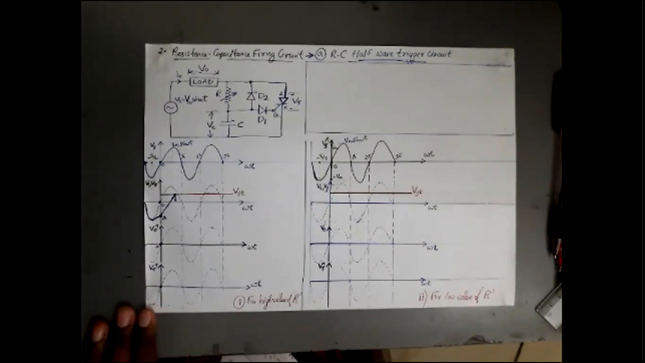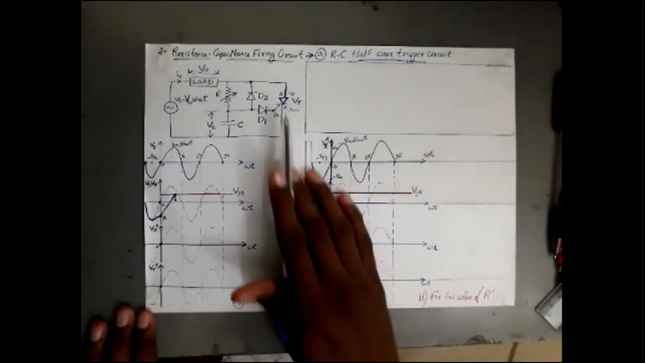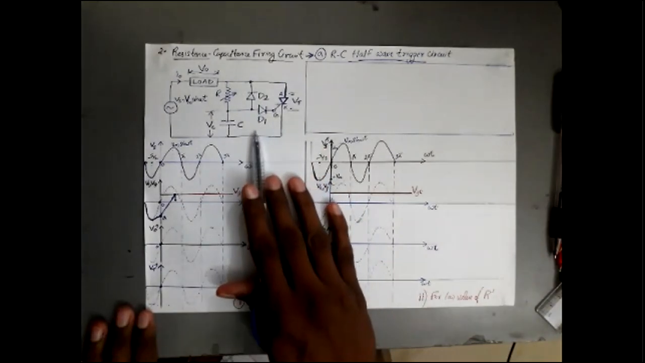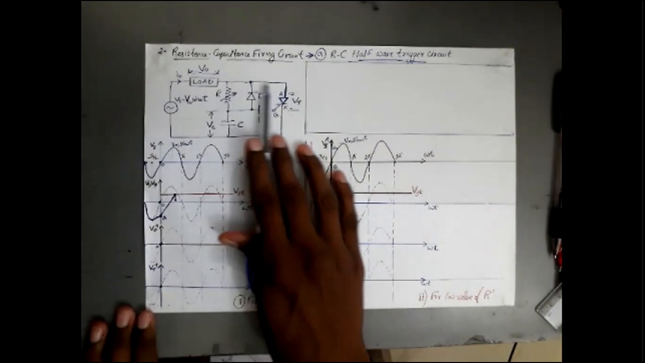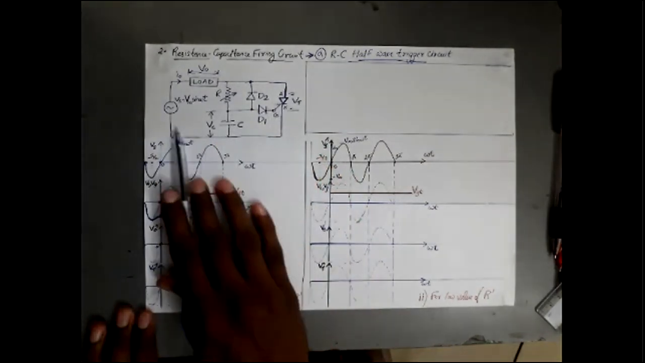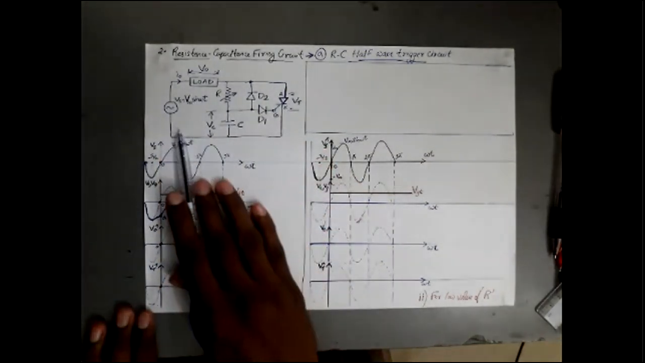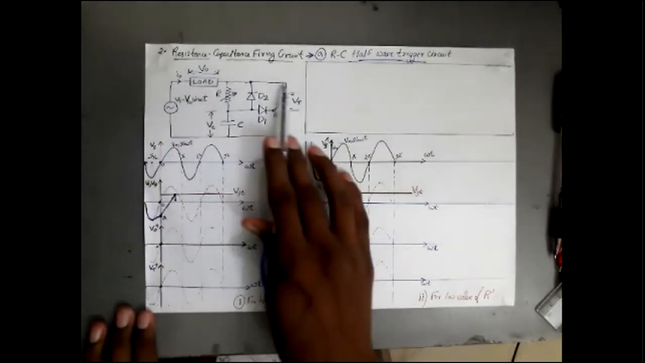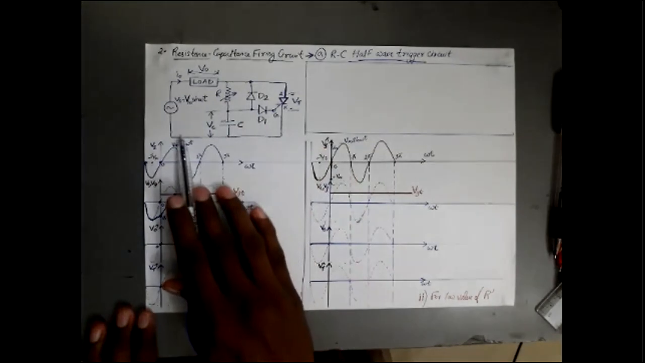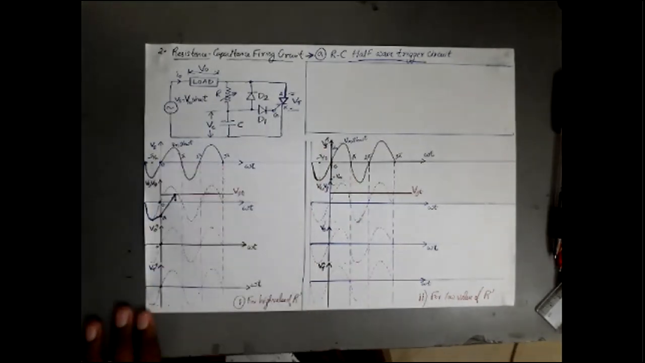Then my SCR starts conducting during the positive half cycle, and current will be flowing through the load circuit and through my thyristor. The current will take the path through Vs, through the load, through the thyristor, and then back to the source.